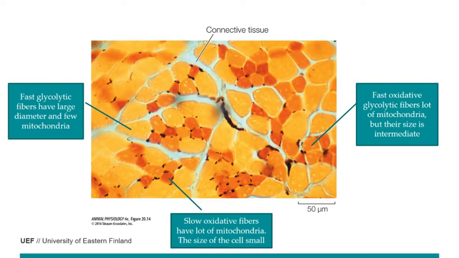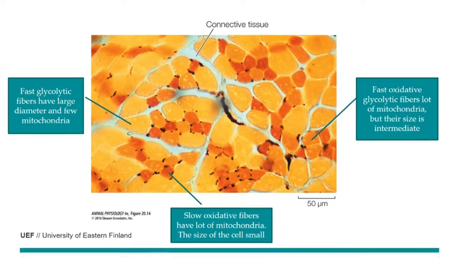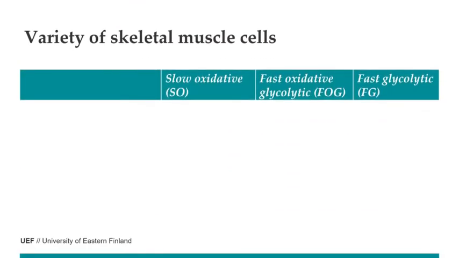And then on the right-hand side there are some orange cells, so there is some myoglobin, but also some black dots, the mitochondria. So we have some kind of combination of these two in the same cell. These are fast oxidative glycolytic cells. And so we have at least 3 different types of skeletal muscle cells. One is slow and 2 are fast.